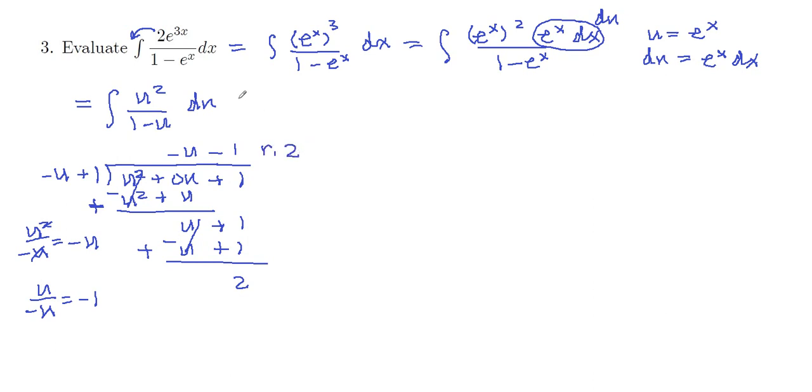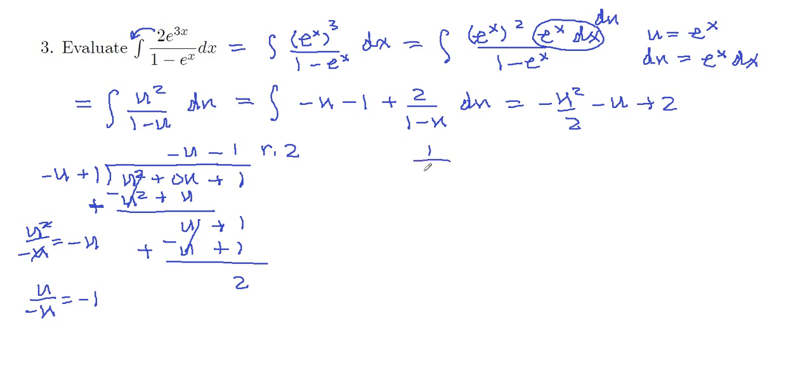So we could write this as integral of minus u minus 1, and then we can do plus remainder over divisor, 1 minus u, du. So then antiderivative there is just negative u squared over 2. Antiderivative there is minus u. And then here we can factor the 2 out. We'll have 1 over 1 minus u. So plus 2 times antiderivative of 1 over 1 minus u.